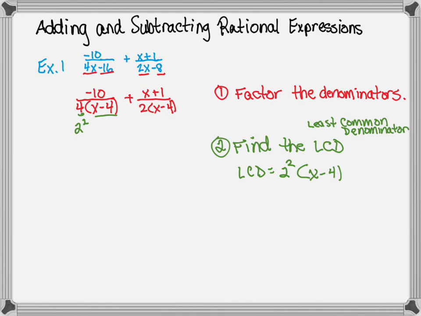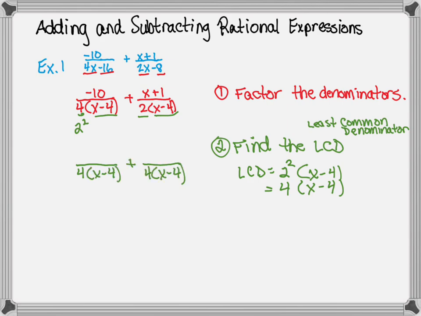Let's go over to the second one. I have a 2, but I already have a 2, and I have 2 of them, so I don't need another one. I already have an x minus 4, so I have everything I need in my LCD. I'm going to multiply out the 2 squared and get 4, but I don't need to distribute. In fact, if I don't, it'll be easier to see at the end if I have common factors to cancel. So I'm going to leave my LCD as 4 times the quantity of x minus 4.